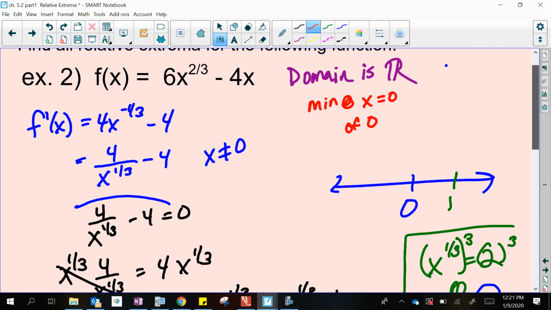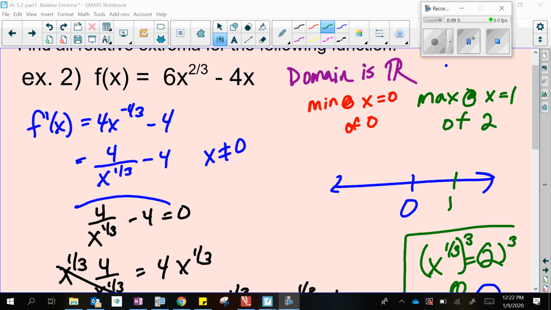So we know we have a min at 0 of 0, and we have a max at x equals 1 of what? 2, right? Because 1 to the 2/3 is going to be 1 minus 4 times 1, so of 2. Okay, make sense? All right, I'm going to pause for just a second.